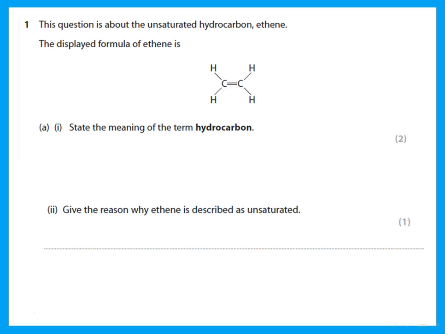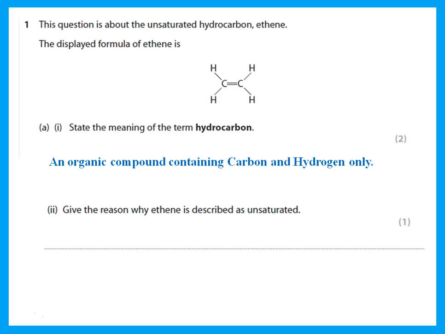And the first question is, state the meaning of the term hydrocarbon. Remember that definitions are very important. A hydrocarbon is an organic compound containing carbon and hydrogen only, and you have to mention "only" because all organic compounds have carbon and hydrogen, but they may have carbon and hydrogen and oxygen or carbon and hydrogen and nitrogen. But if they have carbon and hydrogen only, that is when they're referred to as hydrocarbons.